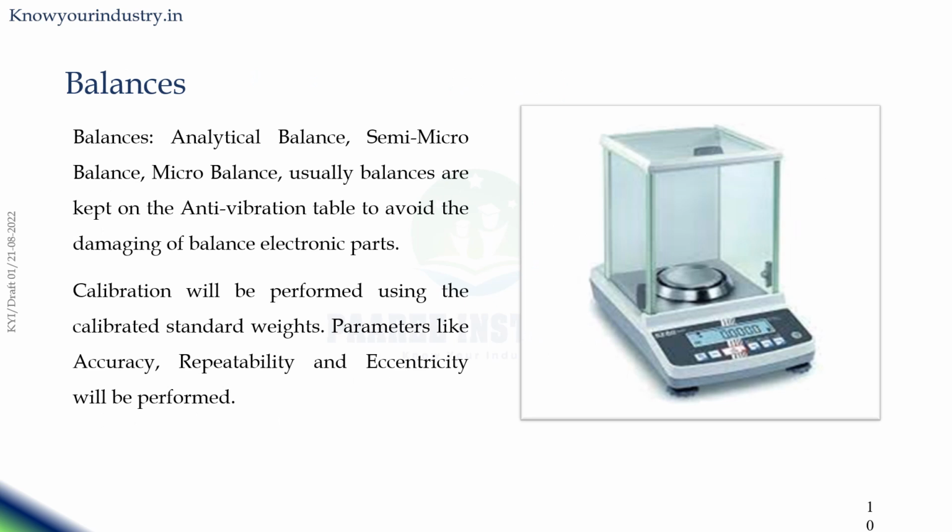So now onwards, we are going to see specific instruments which are available in an analytical laboratory. It's part of the infrastructure of an analytical laboratory. First is the balances. There can be a lot of different types of balances available in an analytical laboratory, including analytical balance, semi-micro balance, and micro balance. These balances are usually kept on an anti-vibration table to avoid damage to the electronic parts or shaking of the balance due to external impact.